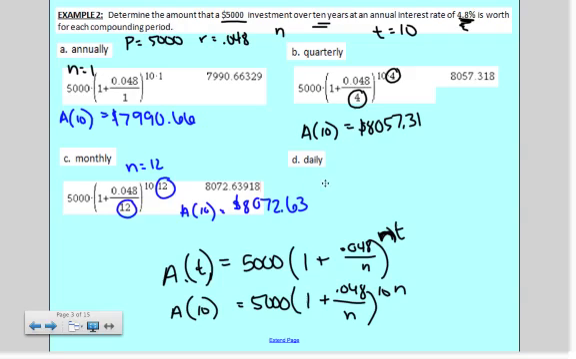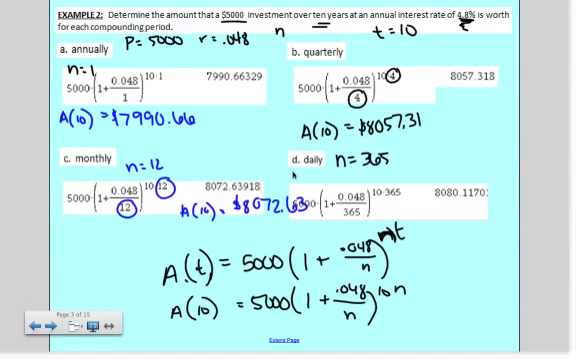And then daily. How many days are in a year? Some of you smart people will say 366 because it's a leap year. However, banks don't like to give you more money than you are already going to get. So when you're talking about daily, N equals 365. Don't think too hard into it.